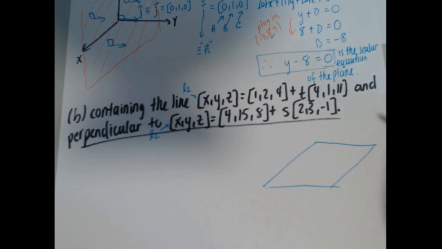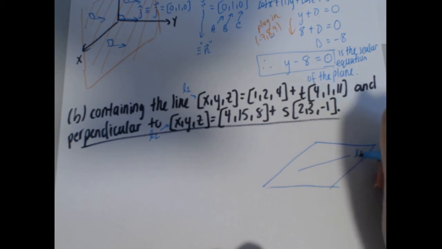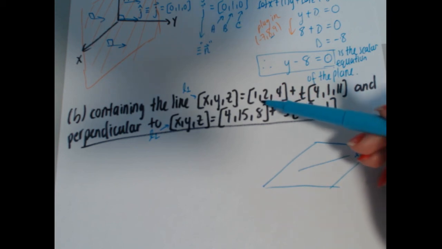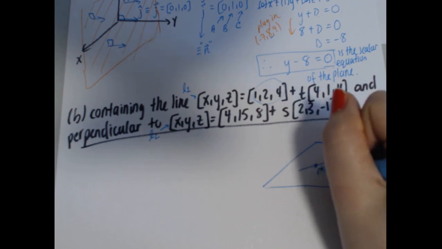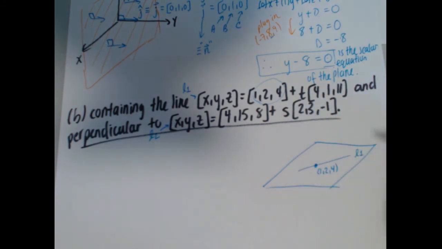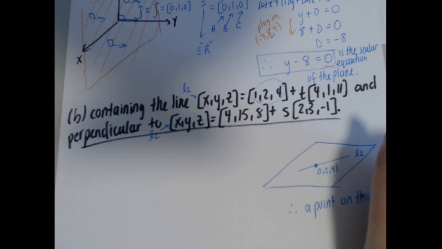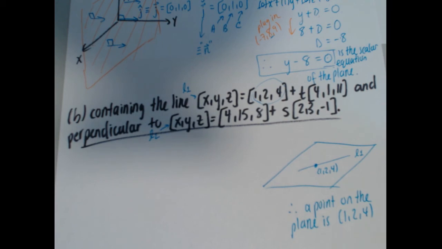Okay, so L1, I know it's in the plane because the plane contains this line, so I'll just draw a line in this plane. Now, this line has a position vector going to it, which means I know this point on the line. So wherever that point happens to be, I know that it is the point 1, 2, 4. And since the line is in the plane, this point is also on the plane. Hence, I know a point on the plane. So therefore, a point on the plane is 1, 2, 4.